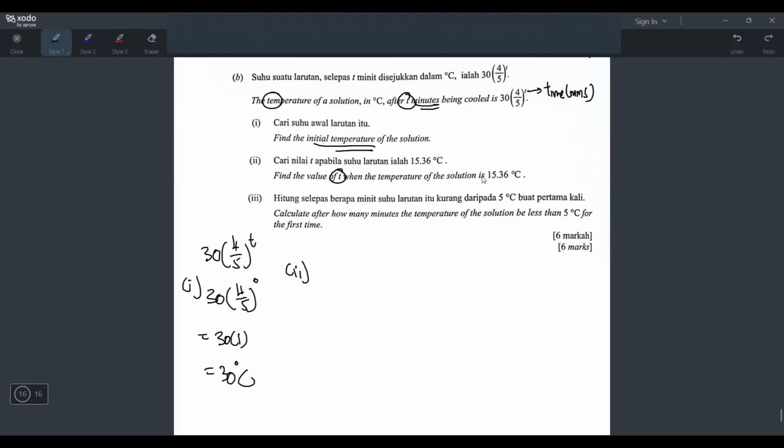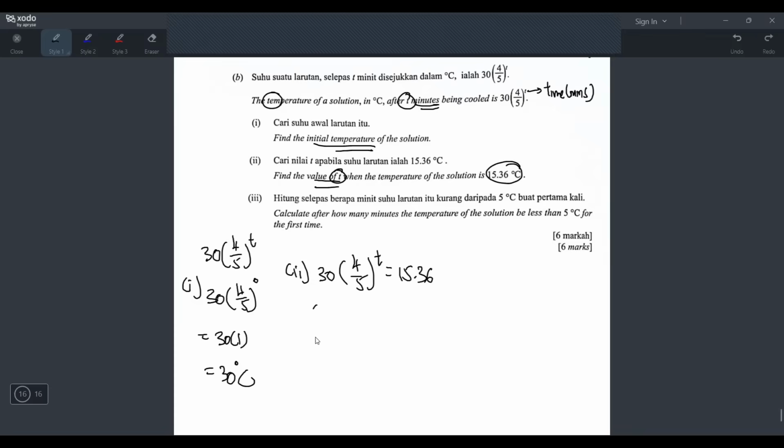Find the value of T when the temperature is 15.36. So don't tell me you substitute 15.36 inside the T. No, no, no, no, no. T is for you to substitute the number of minutes. This is not the minutes, this is the temperature. So what you will do instead is take the whole thing equals 15.36, because this formula is to find temperature. If they say the temperature is 15.36, it means you take the whole thing equals 15.36 and then find T. And that's what the question wants, right?